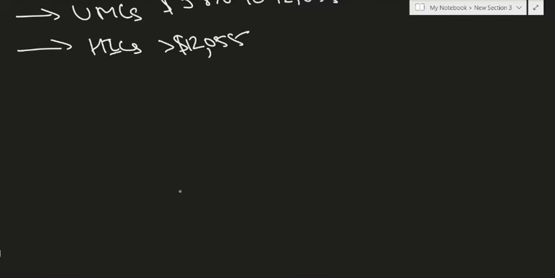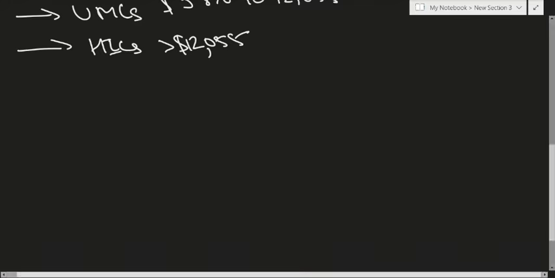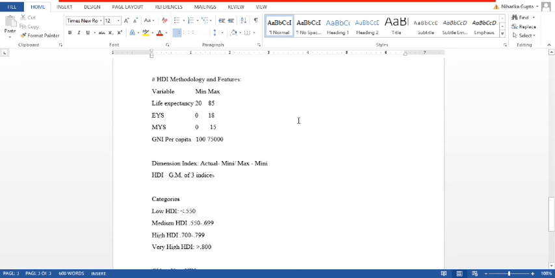Now we have the Human Development Index, another exam-oriented topic. So let's move in that direction. Human Development Index. I have prepared a Word document for Human Development Index, so let's see that. This is my data for Human Development Index.